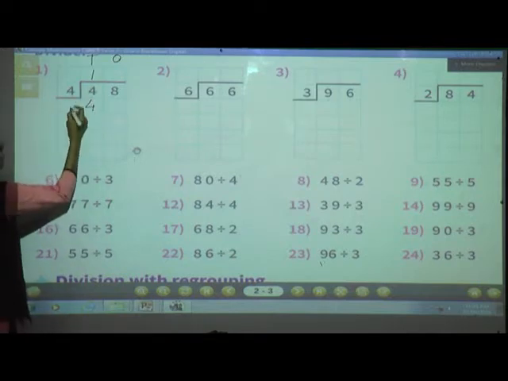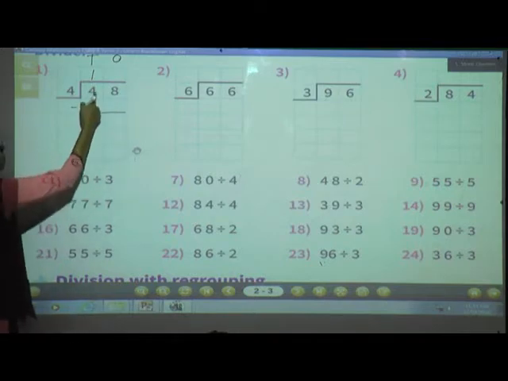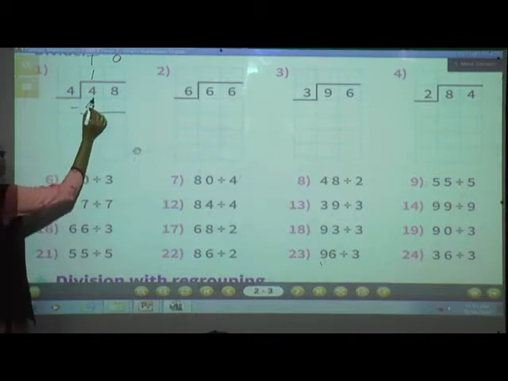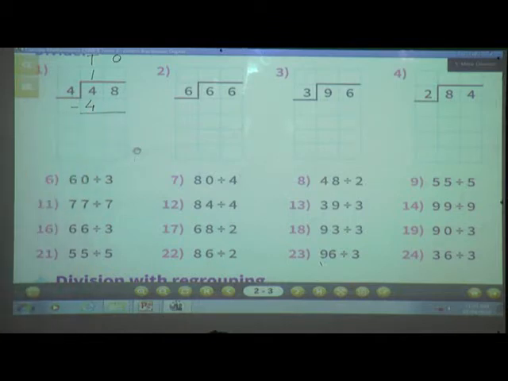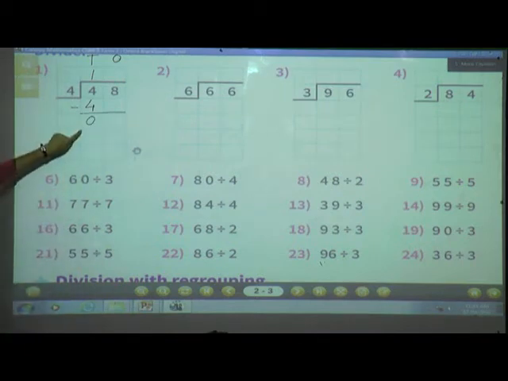Now what do we have to do? We have to do the subtraction, that is 4 minus 4. See students, you have to take care that you write this 4 below the 4 only, and then do the subtraction. Don't write this 4 here in the ones place. This 4 should be at the tens place. Now 4 minus 4 is 0. So in the first step, we did 4 divided by 4: 4 ones are 4, then 4 minus 4 is 0.